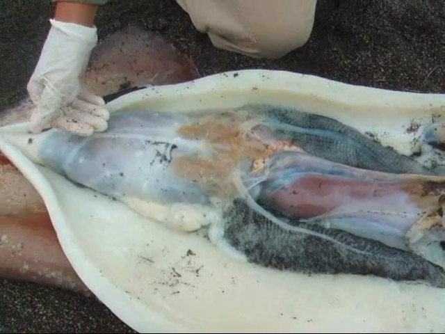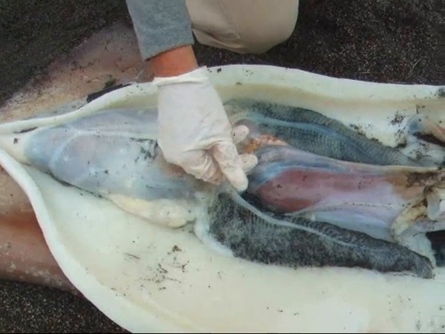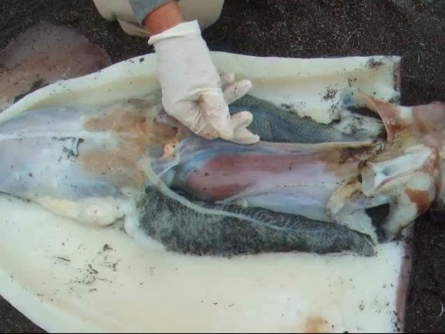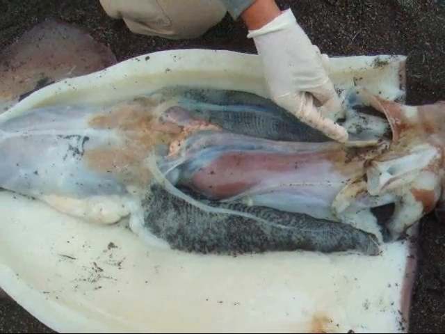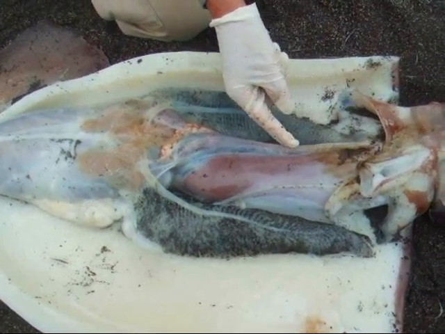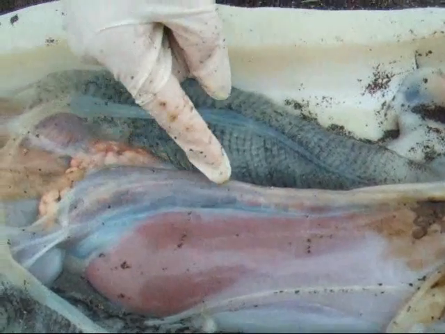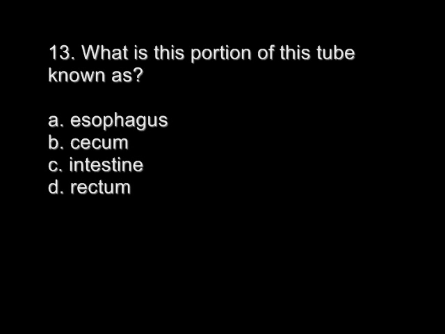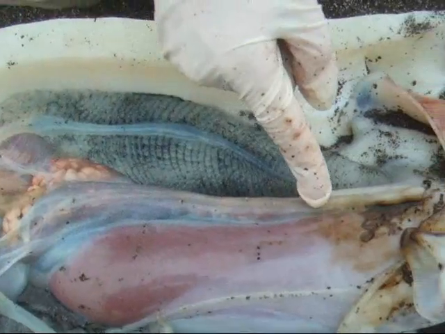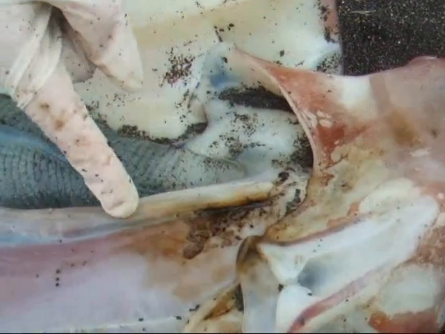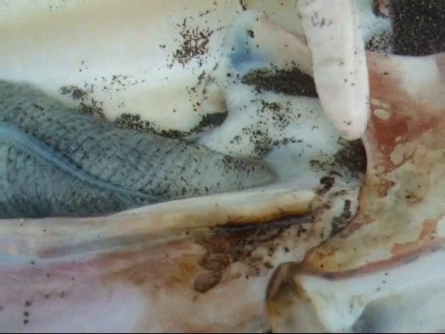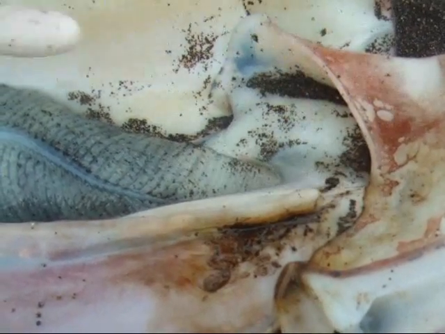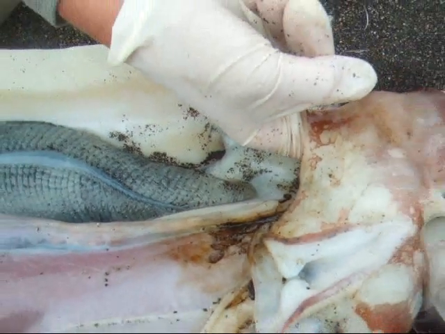The contents of this sac are then pushed back out through this tube, ending up here. What is this portion? And what is this portion, the very end portion? It actually has an opening right here where everything is pushed out and is ejected through this.